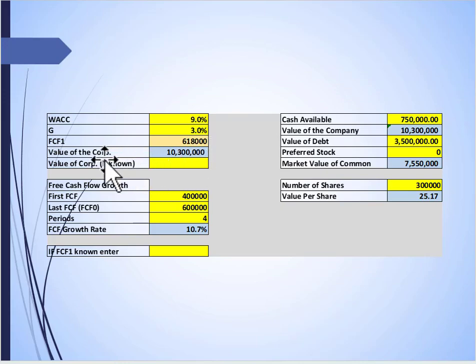This gives us a free cash flow next year of $618,000. When you calculate the value of the company, then the company's worth $10.3 million. The company has $750,000 in cash, $3.5 million in debt, no preferred stock. So if you do the math here, we end up with the market value of common stock as $7.55 million. If you had 300,000 shares, the value of this company's stock is $25.17. And of course, we need to compare that to the current price of the stock.